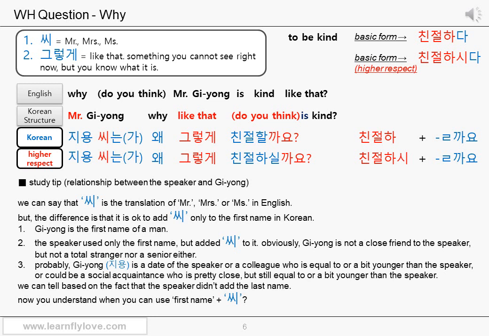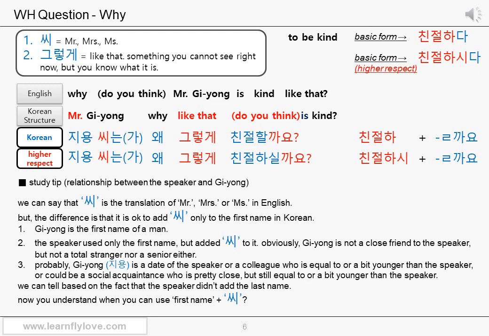Then let's add a subject particle 가 to the subject and see how the nuance changes. 지용 씨가 왜 그렇게 친절할까요? The English translation is the same. Why do you think Mr. Jiyoung is so kind? Or kind of like that. Is there anyone who can feel the changes in the nuance? If there is, now you already are almost Korean.